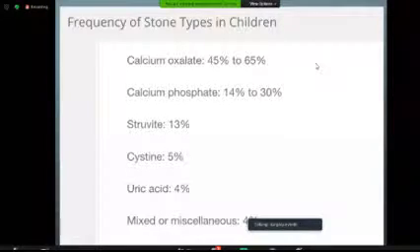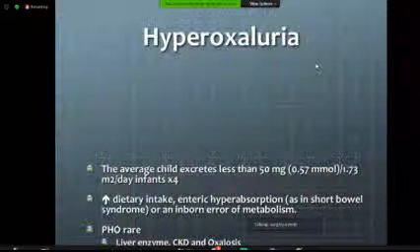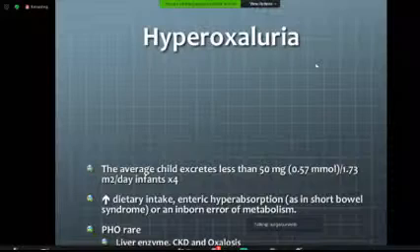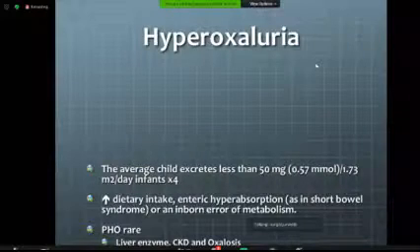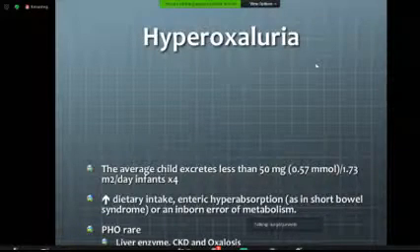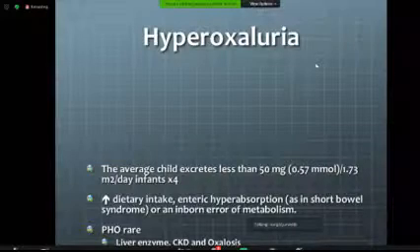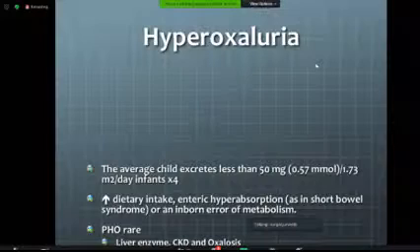So if it is uric acid and calcium oxalate, you see what is the predominant form, and if it is the calcium oxalate which is predominant, that's the primary cause, not the uric acid. Hyperoxaluria is again another significant thing, related to dietary intake, enteric hyperabsorption, which could be in small bowel syndromes, or as an inborn error of metabolism. So primary hyperoxaluria is an inborn error of metabolism.